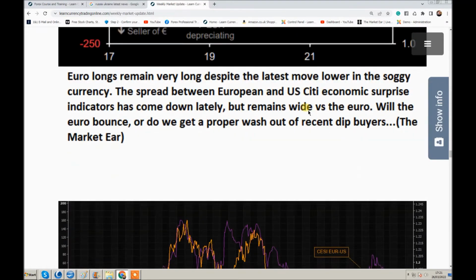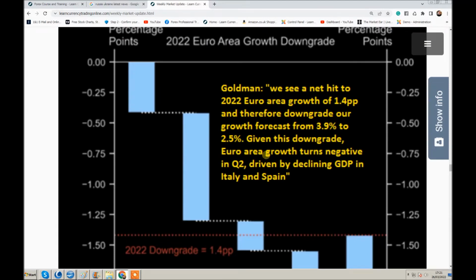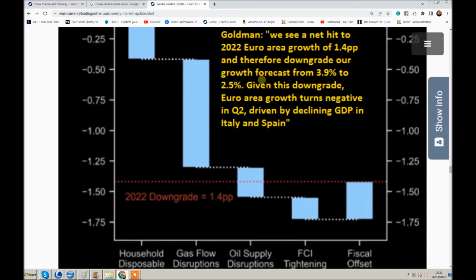Just want to show you a few charts in relation to this. This one here comes from Goldman Sachs, okay? And you can see it. They're forecasting a growth rate a while ago, before the Ukraine invasion, of 3.9% for the zone, down to 2.5. Given this downgrade, euro area growth turns negative in Q2, driven by declining GDP in Italy and Spain. That's just as things are right now, but it could get a lot worse.